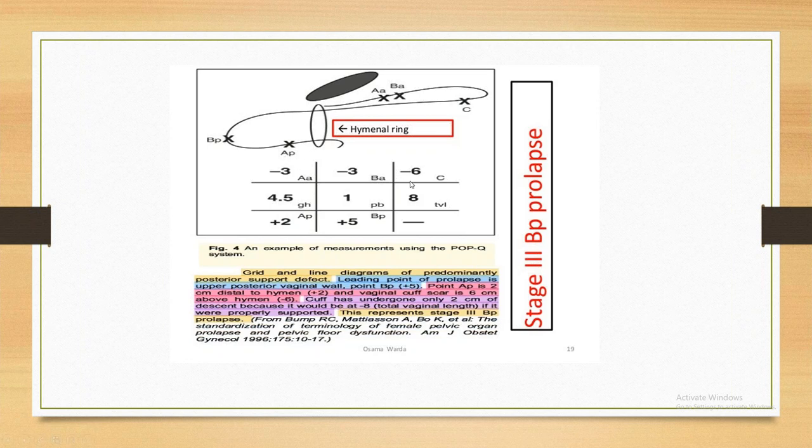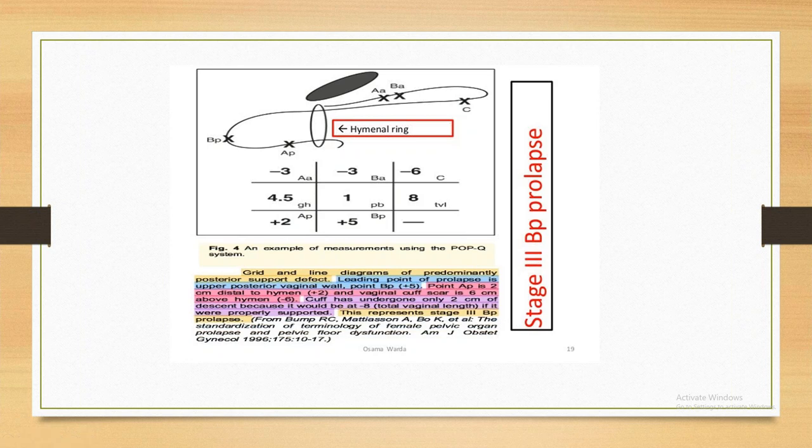Now, C is at -6. C, what is the TVL? 8. So, is there any prolapse? No, because it is minus. It is 8 minus 2 is 6. So, it is at -6. So, it is normal anatomical position.